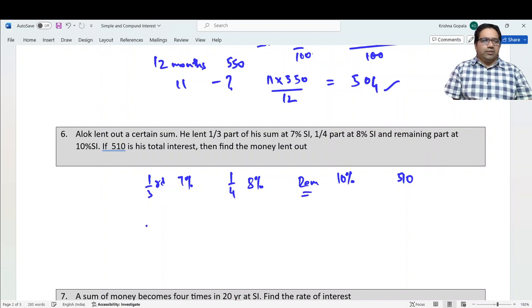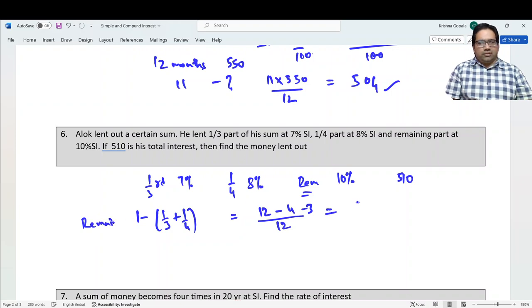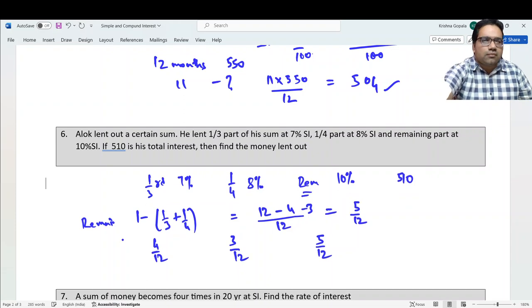First of all, we have to find out what the remaining part is. Remaining is 1 minus (1 by 3 plus 1 by 4). With 12 as the denominator, 12 minus 4 minus 3, the remaining part is 5 by 12. So 1/3 is equal to 4 by 12, 1/4 is 3 by 12, and the remaining is 5 by 12. 1/3 we can write as 4 by 12, and 1/4 we can write as 3 by 12.